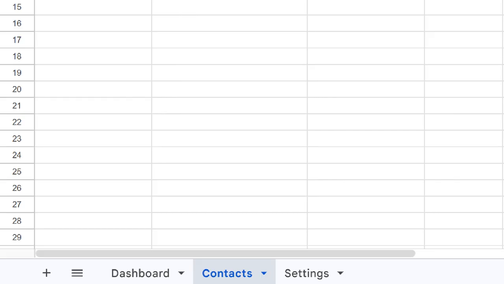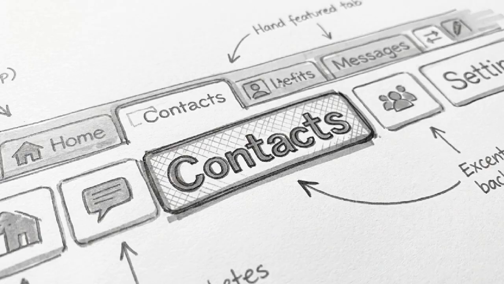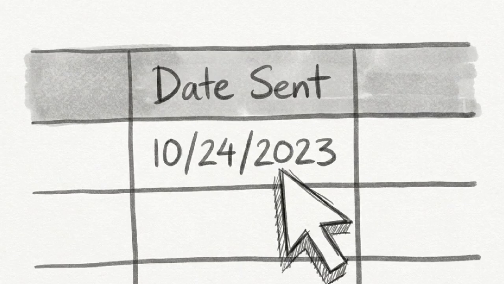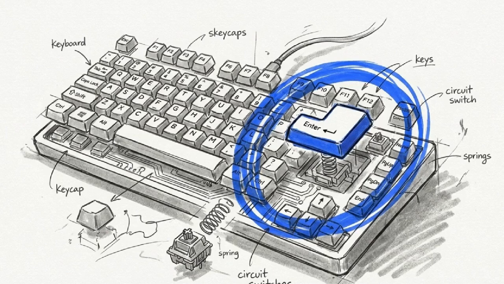Next, switch over to the Contacts tab so we can feed the system some sample data. Select the first empty row. Type in a sample name, an email address, and a company name. The most critical piece of information goes in the Date Sent column. Click that cell and type in today's date. Press the Enter key on your keyboard to officially lock that date into the cell.